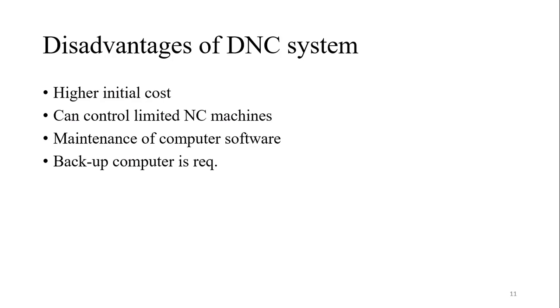Then there is maintenance of the computer software. Since it is information technology, it can be hacked, so you need to make it secure. Secondly, maintenance is required, and the last one is that a backup computer is required. It means if one computer shuts down, then you can lose control of your whole workshop. Correct? So a backup computer is required. If one system is not working, you just connect to another computer and it can easily control all the machines. So these are the disadvantages of the DNC.